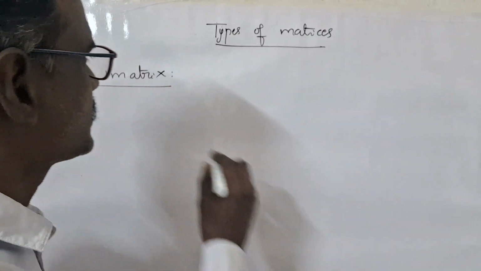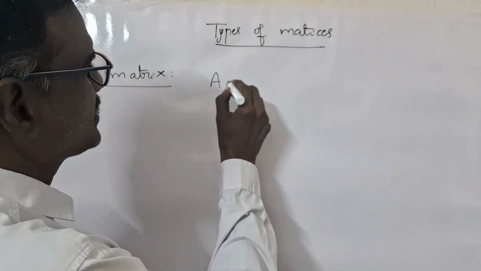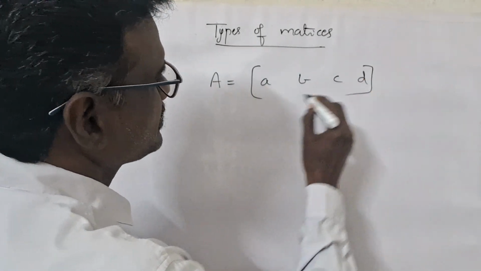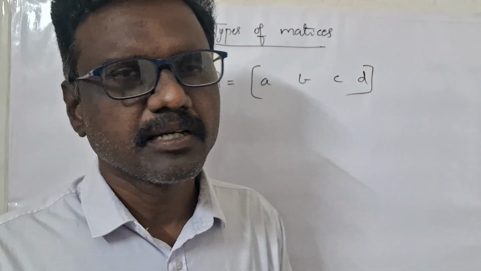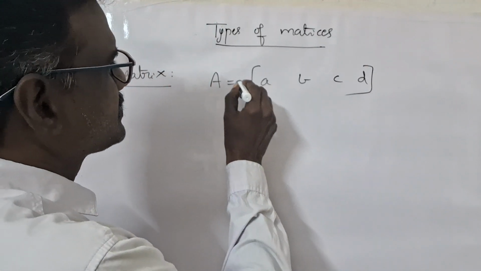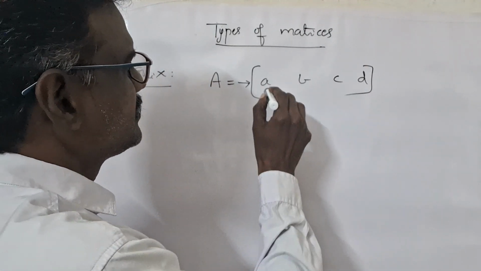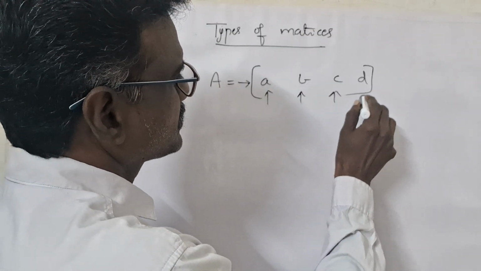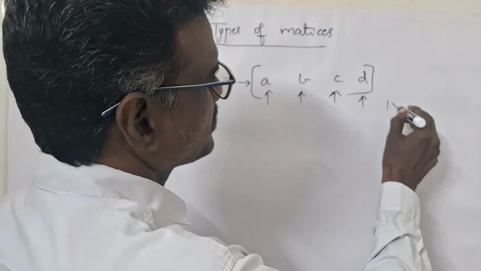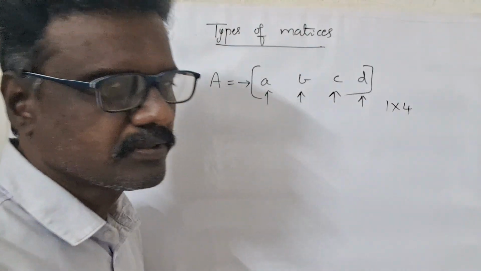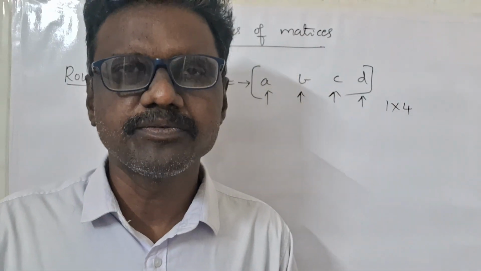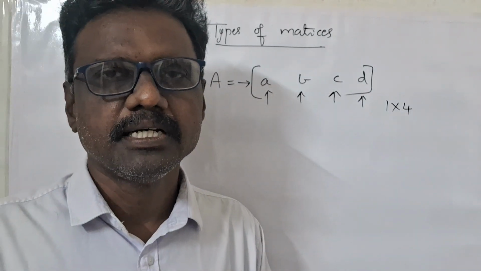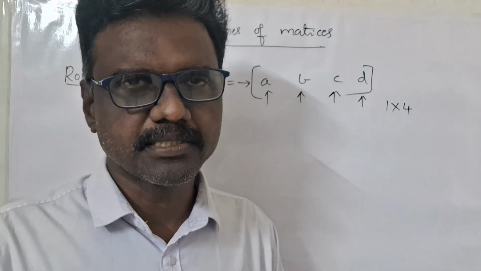Row means horizontal view. Suppose I take a matrix A like this: a, b, c, d. It is called a row matrix because a single row is there, and 4 columns are there: 1, 2, 3, 4. Hence its order is row number 1, column number 4, a 1 by 4 matrix. Whenever there exists a single row, it is called a row matrix.